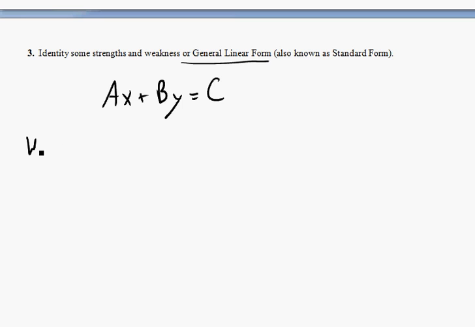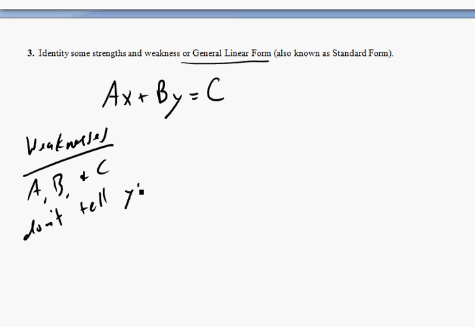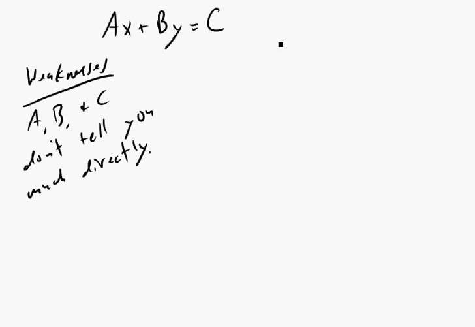Now, one of the weaknesses of this form is that a, b, and c don't tell you much directly. What do I mean by that? So, let's say I give you the equation 2x minus 5y equals 30. Well, the 2, the 5, and the 30, well, it's not very easy to come up with the slope. It's not very easy to know a particular point on the graph.